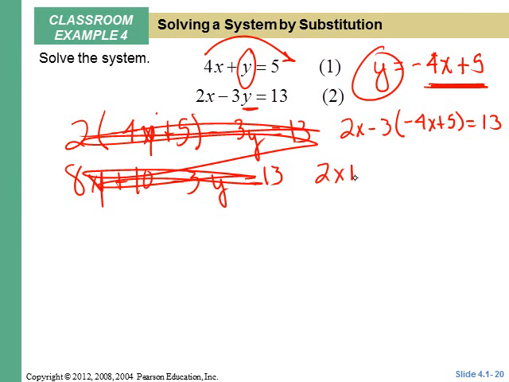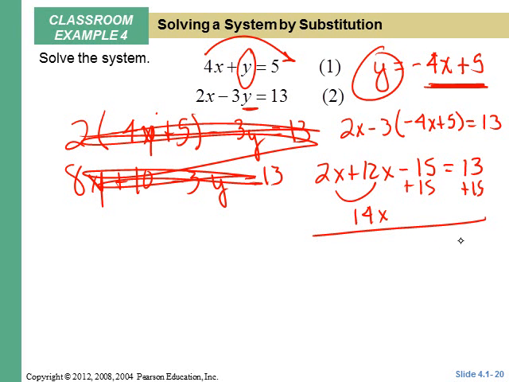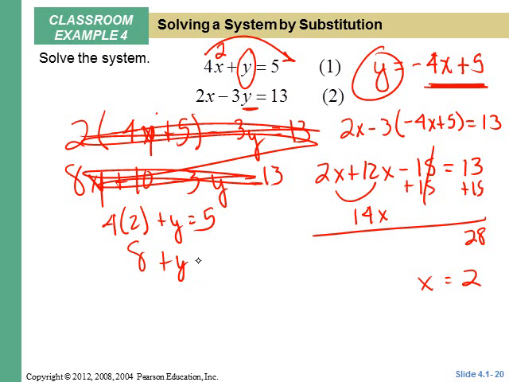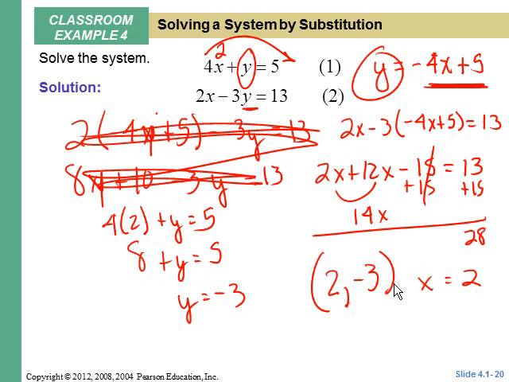So 2x plus 12x minus 15 equals 13. This is 14x. Add 15 to both sides. Equals 28. So x equals 2. Substitute that into this equation. 4 times 2 plus y is 5. 8 plus y is 5. Y is negative 3. So my solution is 2, comma, negative 3. You do this one.